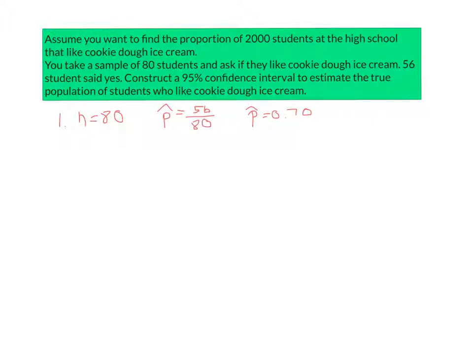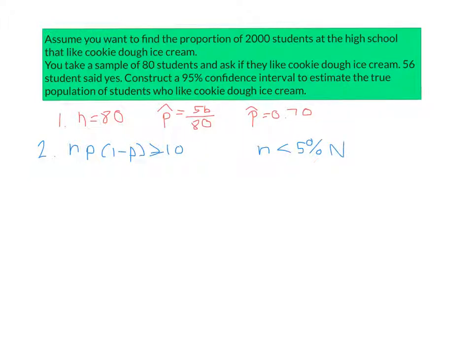Now, after we calculate our sample size and our sample proportion, we need to check the conditions. So, step 2 would be to check the conditions. So, we need to figure out n times p times 1 minus p. We need to make sure that is greater than 10. And we also need to make sure our sample is less than 5% of our population.